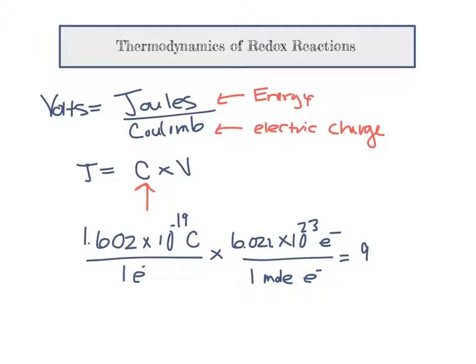You can think of it as 96,485. I know, super easy to remember. The units on that are coulombs per mole of electrons. This unit is extremely helpful for changing our volts into energy units. Okay, now we're ready for a few equations.